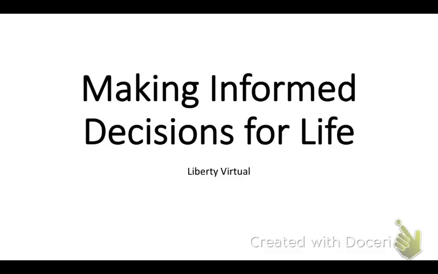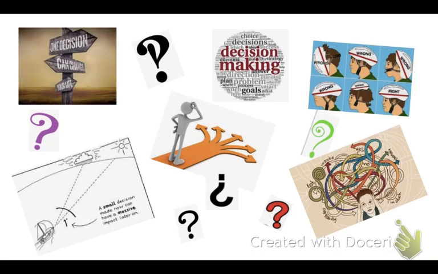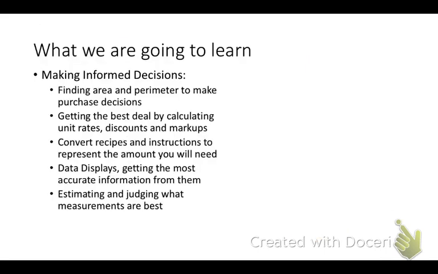We are starting a new unit called Making Informed Decisions for Life. Now, the things that we're going to learn in this unit are kind of all different, so they're not tied together in one cohesive thing like health and fitness. What we're going to learn first is we're going to find area and perimeter of various shapes to make purchase decisions. Then we are going to talk about how to get the best deal on things by looking at units, rates, discounts, and markups and how to calculate those.